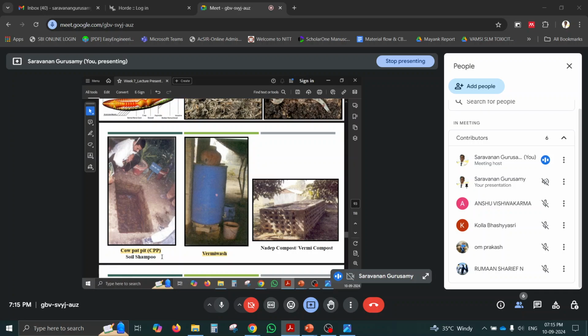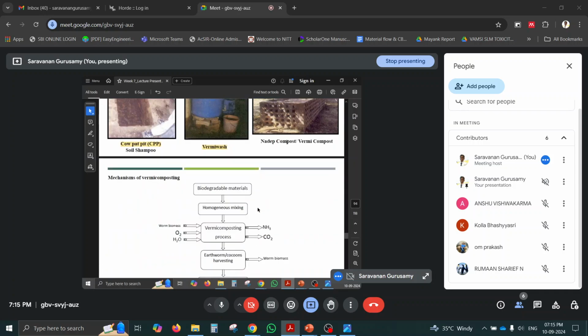So you can see here the cow pat pit. Whatever cow dung they have, they put in this pit and add worms and do the composting process. This is vermiwash. Vermiwash is the leachate collected from the vermicompost, whatever water is coming out and whatever product is coming out, both are called vermiwash only. Then this is one type of vermicompost pit we can say.